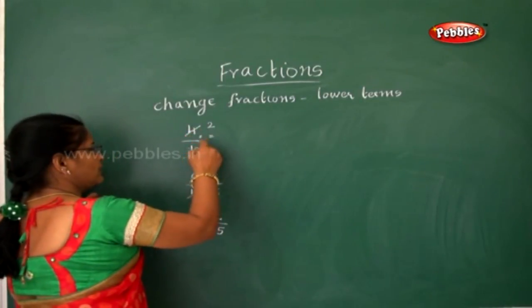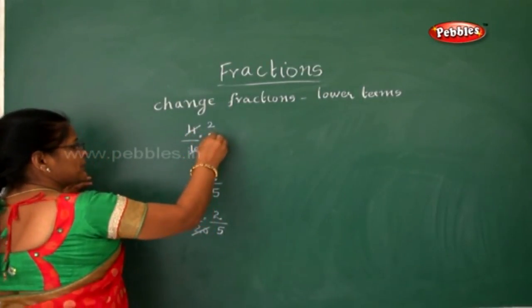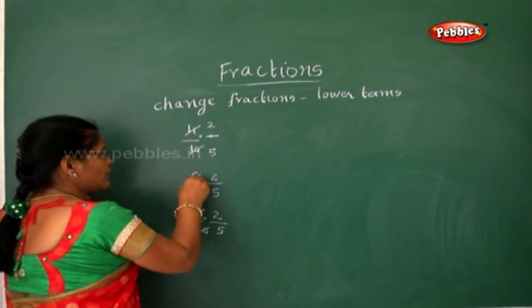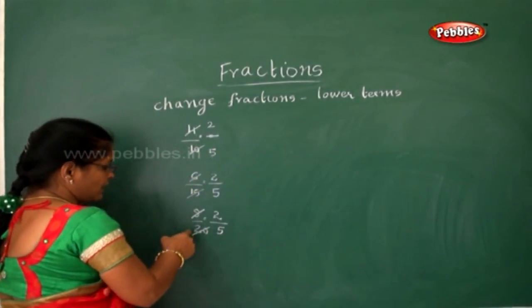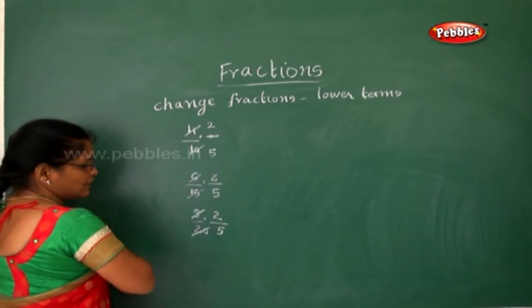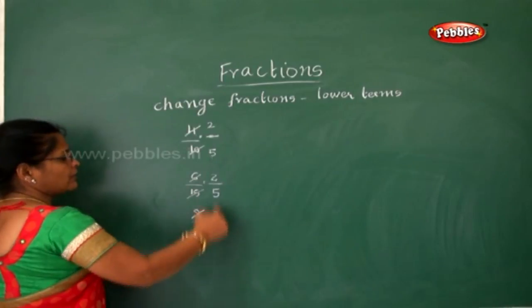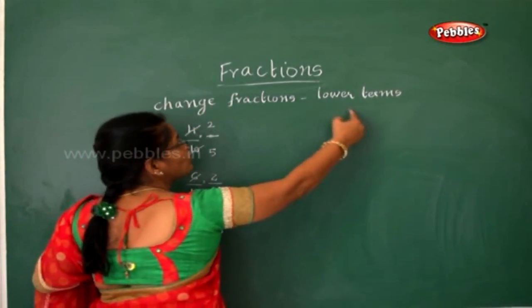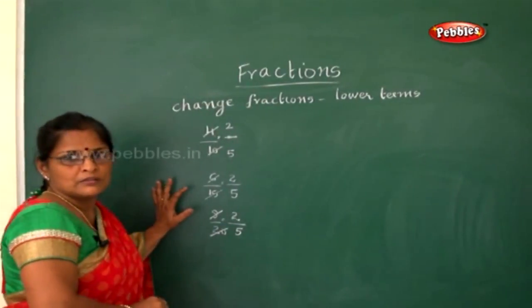For 4 by 10, the common factor is 2, for 6 by 15 it is 3, and for 8 by 20 it is 4, that is 4 2s are 8 and 4 5s are 20. So you have got 2 by 5 here, 2 by 5 and 2 by 5. This is how you change the fractions into lower terms.